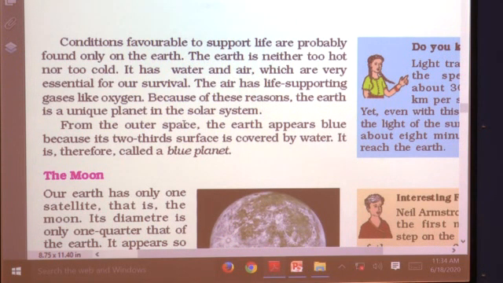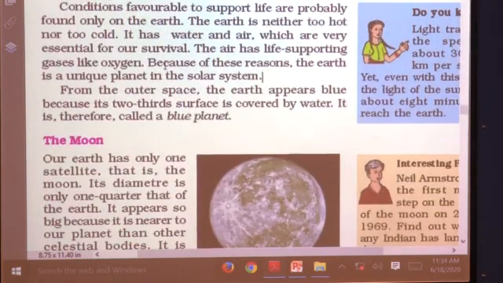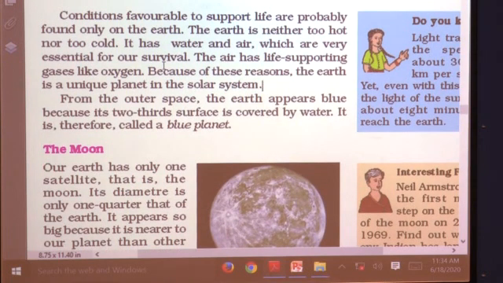From the outer space, the earth appears blue. Now, if you see the picture of the earth, how does this earth look, children? Doesn't it look blue in color? Yes. If we see the picture of the earth, it looks blue in color. Why? Because almost 2/3 of its surface is covered with oceans, is covered with water. Understood? 2/3 part of the earth is covered with water. So it appears blue in color, and that's why we call it a blue planet.